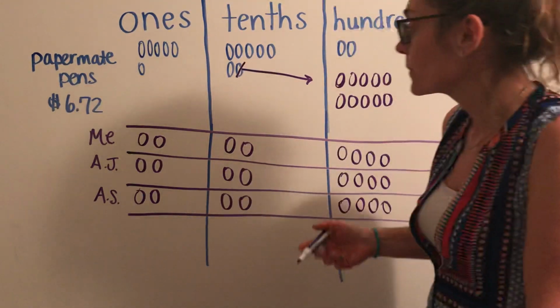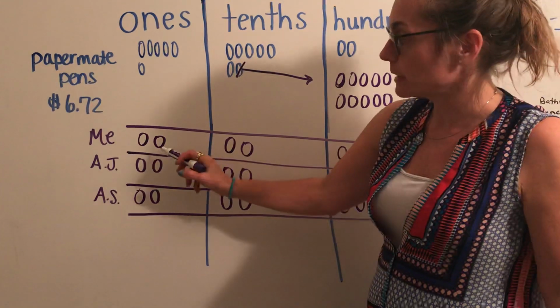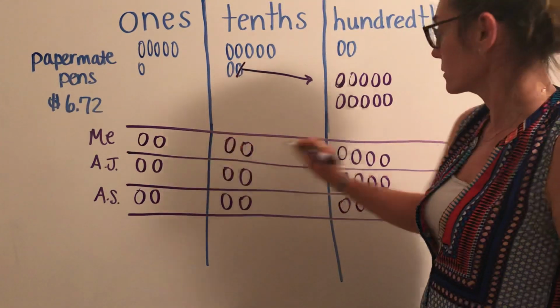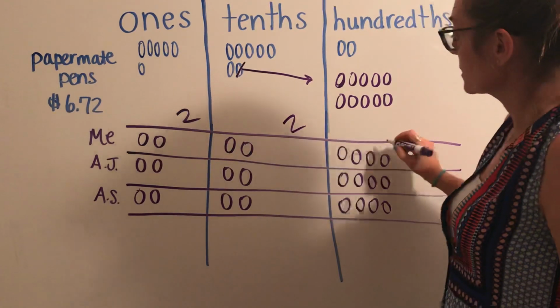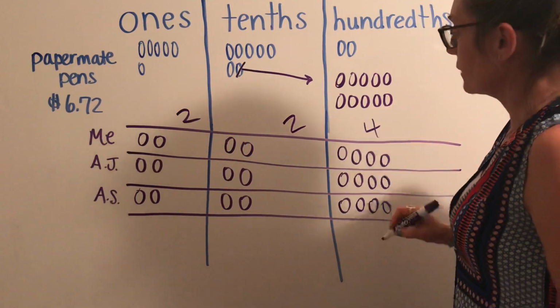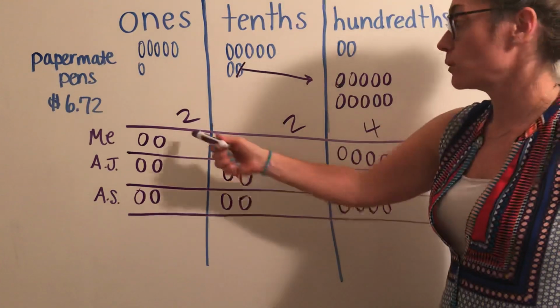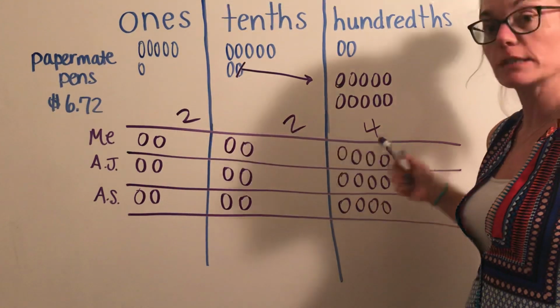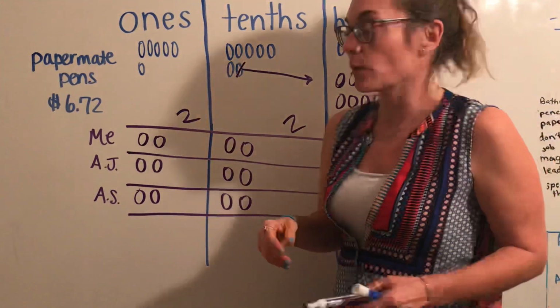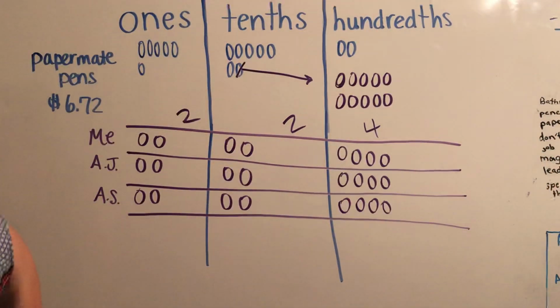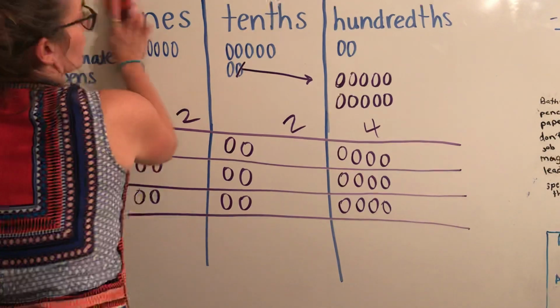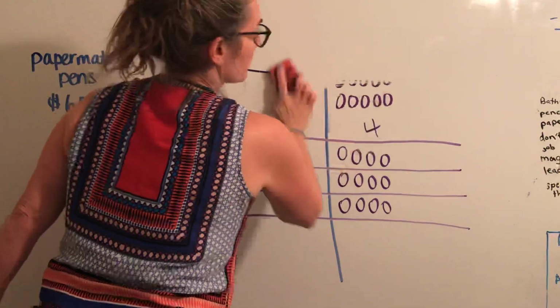So now I know that each of us is going to need to contribute $2, 2 ones, 2 tenths, and 4 hundredths. That equates to $2.24. So now I'm going to show you that in standard algorithm form so that you can see how they equal each other. I'm going to erase the top half of my board.